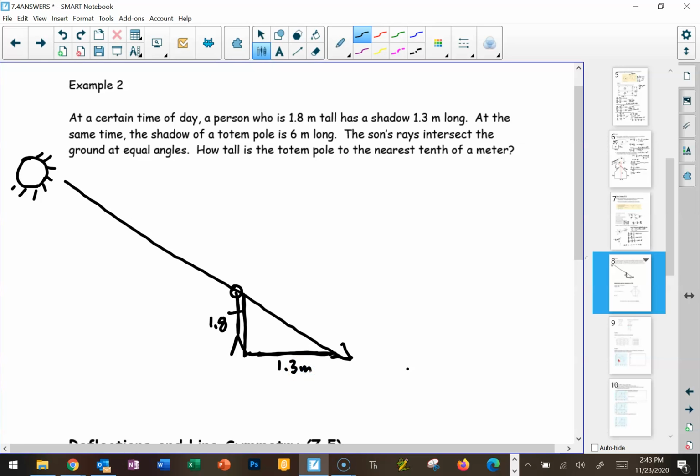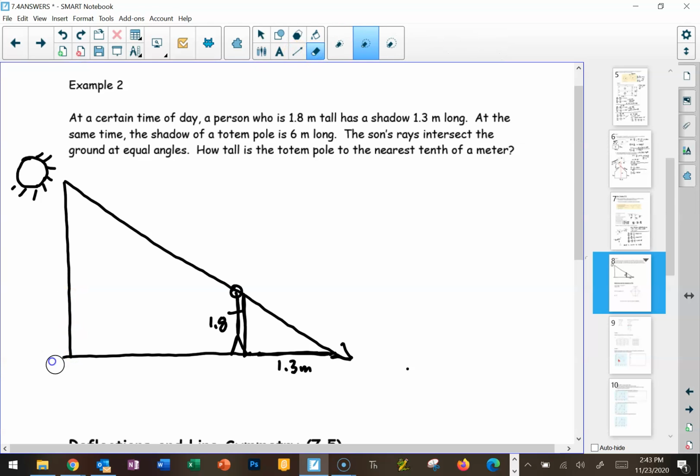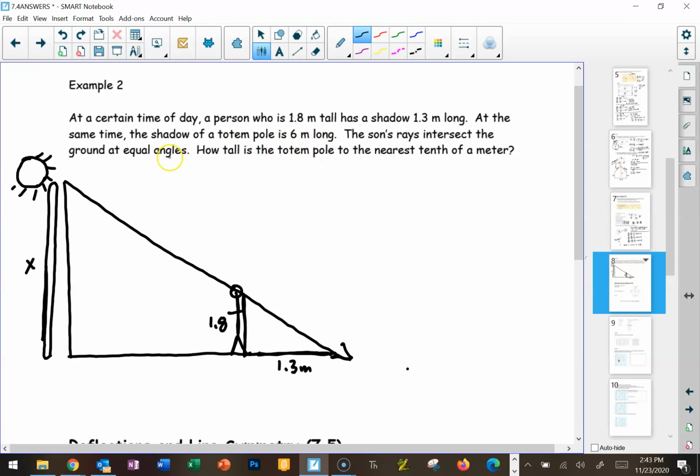At the same time, the shadow of a totem pole is 6 meters long. So under the same sun, we can also have a totem pole here. I'm not going to try and draw a totem pole, I'm just going to draw a pole. We don't know how tall it is, so I'm going to call it X. The shadow of the totem pole is 6 meters. Let's be careful because these two triangles share each other. It's not 6 meters to the person, it's 6 meters for the whole shadow, so the person's shadow overlaps the totem pole's shadow a little bit.